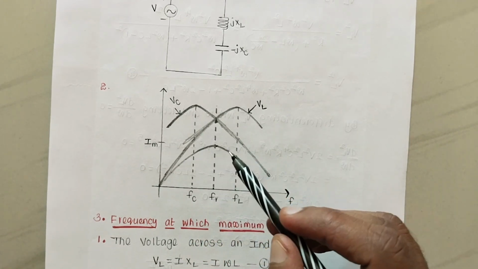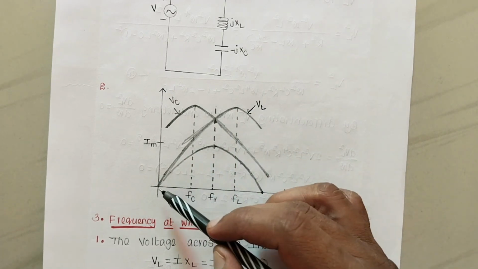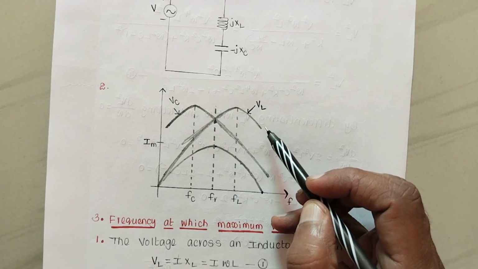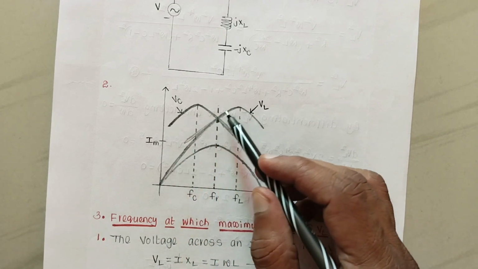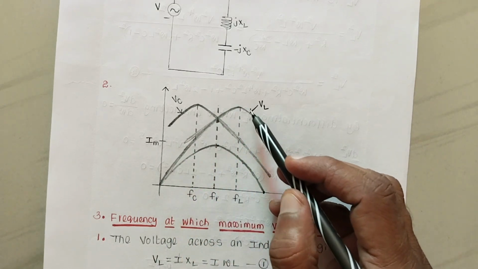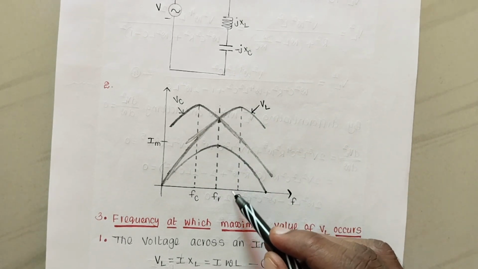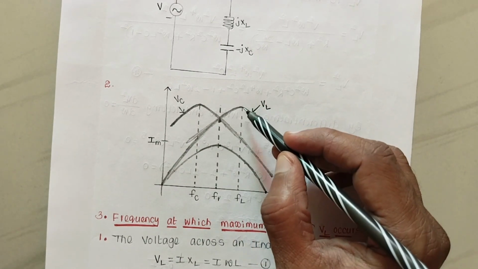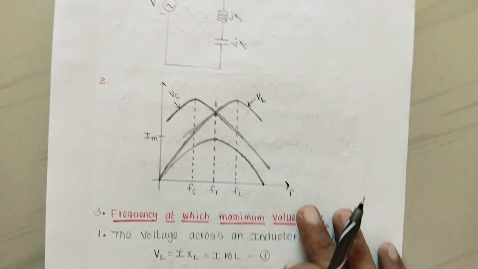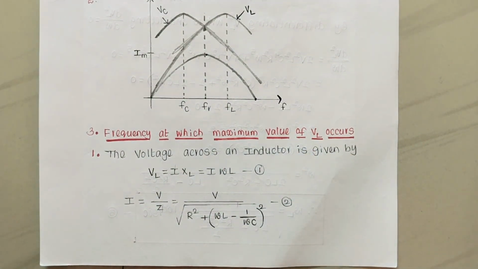Similarly, if we draw the voltage across the inductor waveform against frequency, the curve looks like this. This is VL, the voltage across the inductor against frequency. It increases to a maximum value and then decreases. The corresponding frequency at the maximum value, let it be FL. Now we have to find the mathematical expression for this FL, such that the voltage across the inductance is maximum. Next, the frequency at which the maximum value of VL occurs.